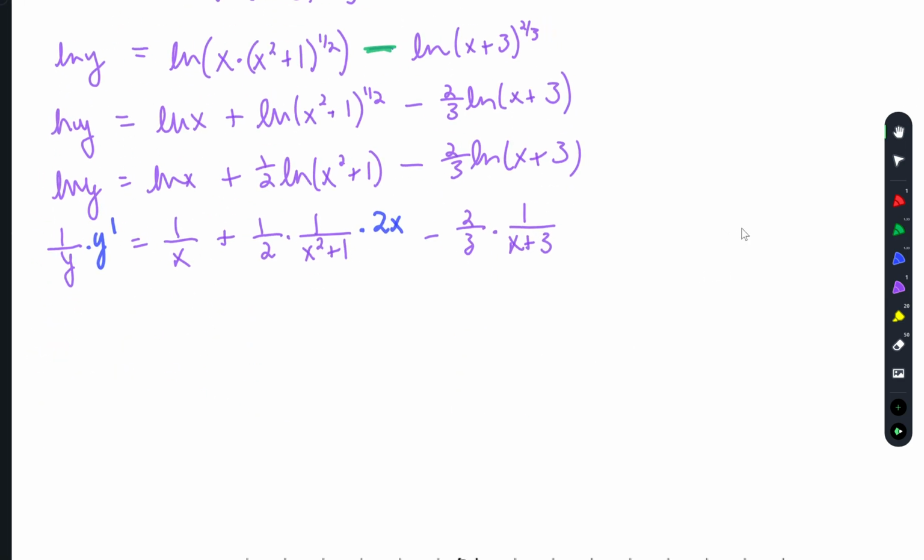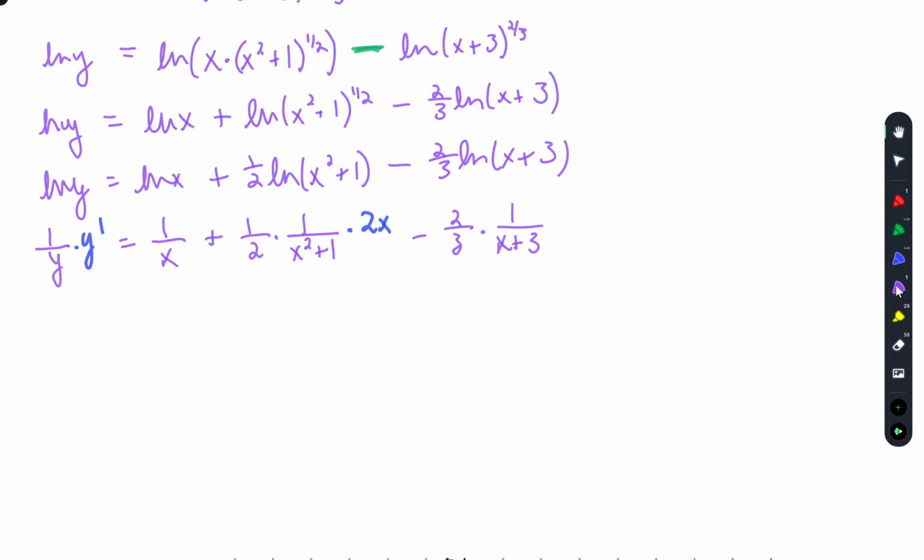Okay. Then, I'm going to clean up the left side. So I'm going to rewrite this as y prime over y. And then I'm left with 1 over x plus x over x squared plus 1 minus 2. You could distribute the 3 or leave it out.